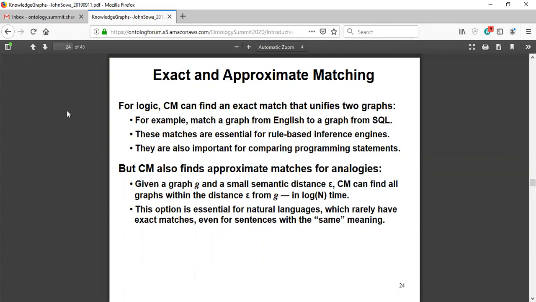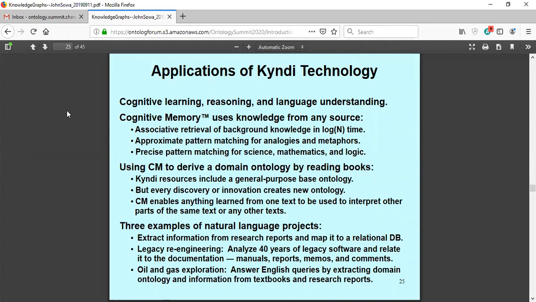Now, I'd like to mention some applications, and these applications illustrate the kinds of things that Kyndi and VivoMind had implemented for various applications. And every one of these applications was specified by the client, and every one of them was paid for by the client. So the point is that these are not toy applications. The client said, these are the kinds of things that we want to deal with. And the Kyndi technology was able to handle these applications.